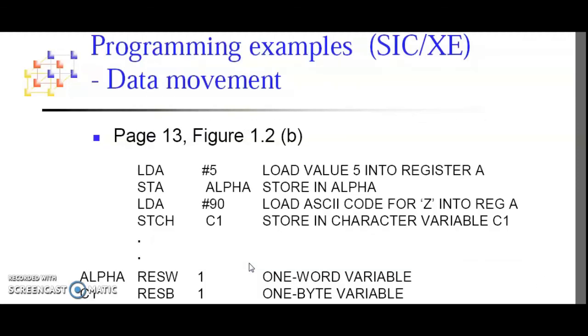So we can move to the programming examples. In case of programming examples, it will be similar to SIC. We will be having an opcode field and operand field. So in detail, we can study starting from data movement.